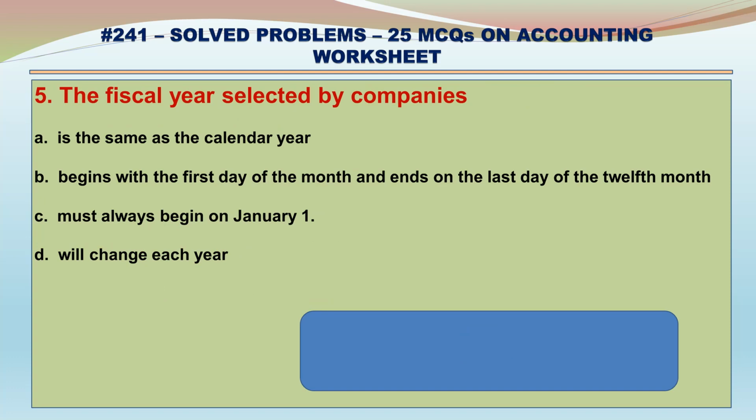5. The fiscal year selected by companies A. is the same as the calendar year. B. begins with the first day of the month and ends on the last day of the 12th month. C. must always begin on January 1. D. will change each year. Answer B. begins with the first day of the month and ends on the last day of the 12th month.